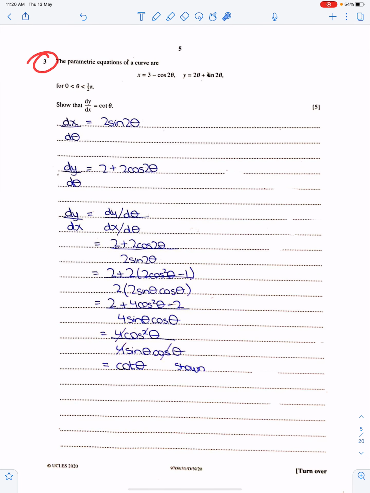Question number 3. We have parametric equations and we have to prove the gradient is cot theta for this domain. So when you will differentiate x with respect to theta, you will get this. The differential of cos is negative sine 2 theta times 2. So this is 2 sine 2 theta because of this negative sign. And you all know how to differentiate this. This is the formula for the gradient of parametric equation.